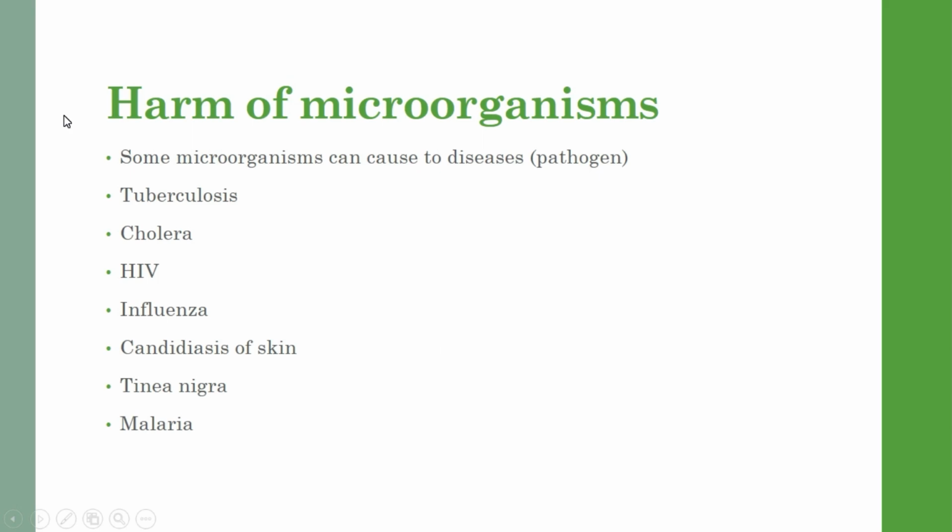Harms of microorganisms. Some microorganisms can cause diseases. It means they can be pathogens. Pathogen is the terminology that we use for anything that causes disease. For example, bacteria can cause tuberculosis or cholera. Viruses can cause HIV and influenza. Fungi can cause candidiasis of the skin, and protozoa can cause tinea nigra and malaria.